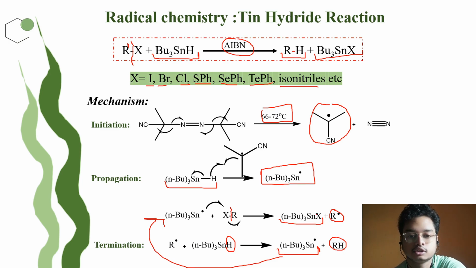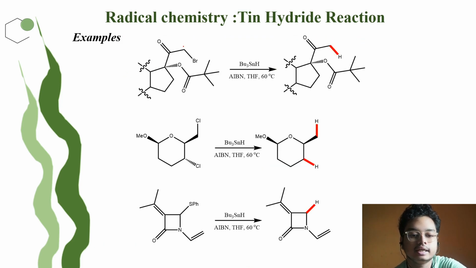So there are certain examples of the tin hydride mediated reaction, and this is a much more versatile reaction. Like you can see in this compound, the C-Br bond is there, and in presence of tributyl tin hydride, with AIBN as an initiator and 60 degree temperature, you can selectively cleave this bond to add this hydrogen, and the other groups present there remain the same.